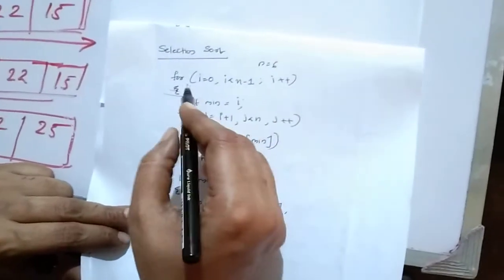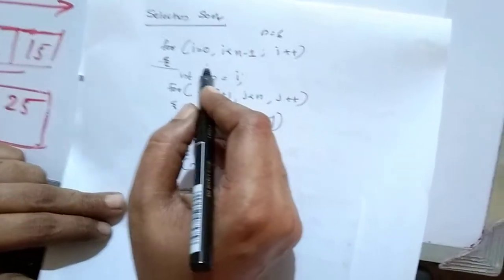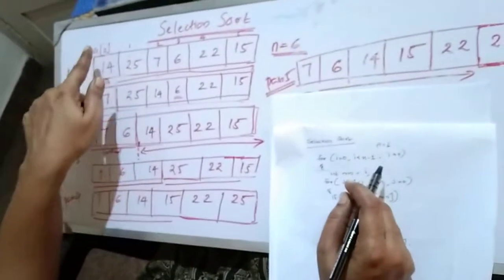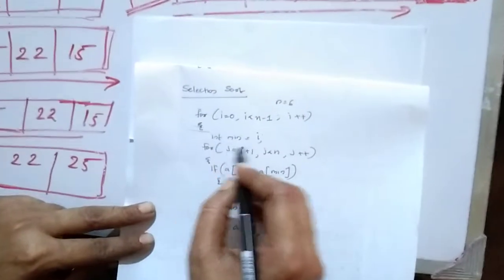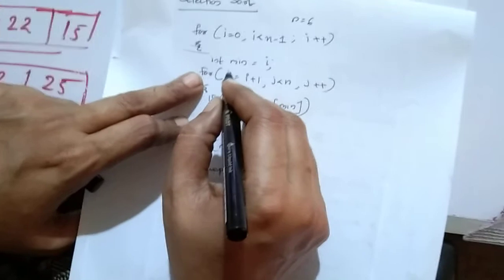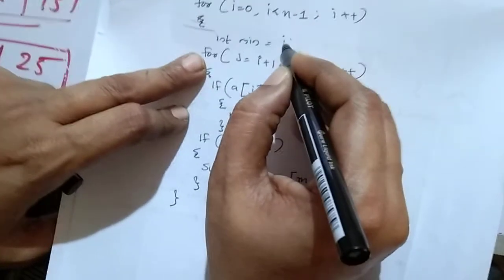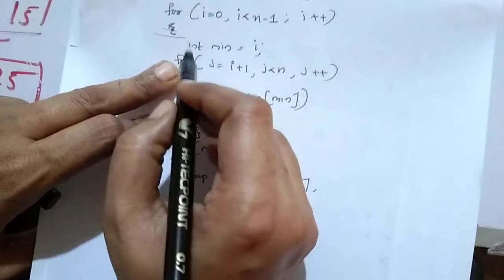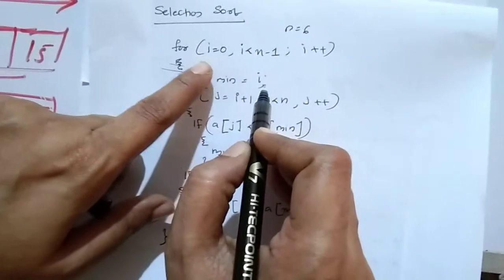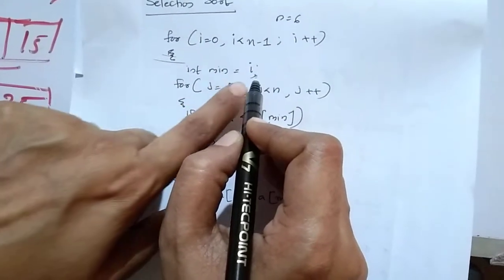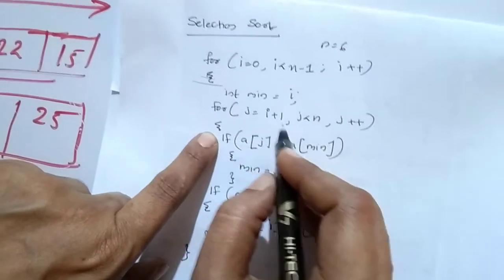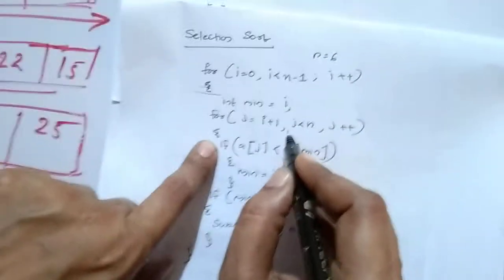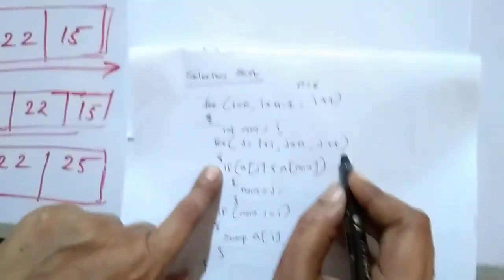Okay. So for i equal to 0, that means a of 0. Then we have to initialize int min is equal to i. What is the value of i here? The value of i is 0. So int min is equal to 0. Then for j is equal to i plus 1, j less than n, j plus plus.